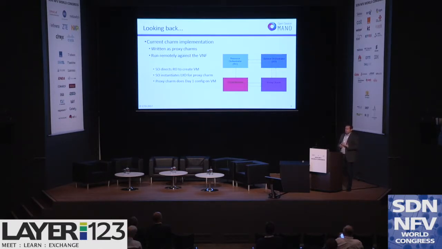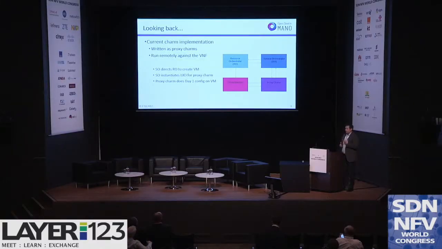The way they work is that the SO, the service orchestrator, directs the resource orchestrator to create the VM. The service orchestrator then instantiates a LXD machine container for the proxy charm to sit inside. And then the proxy charm will deploy the VNF in a day one configuration for the VM. And that's all that the proxy charm is doing today. It's essentially setting up with day one configurations and allow us to instantiate and onboard the VNF.